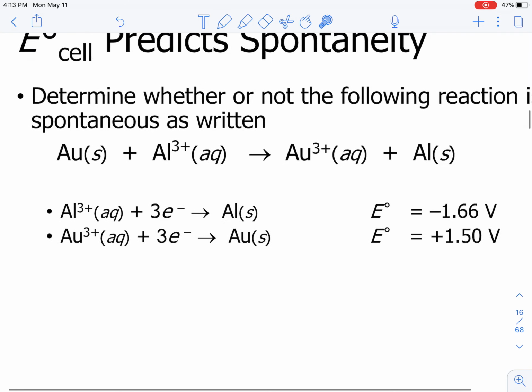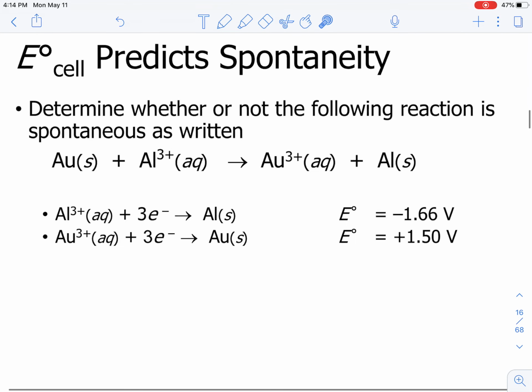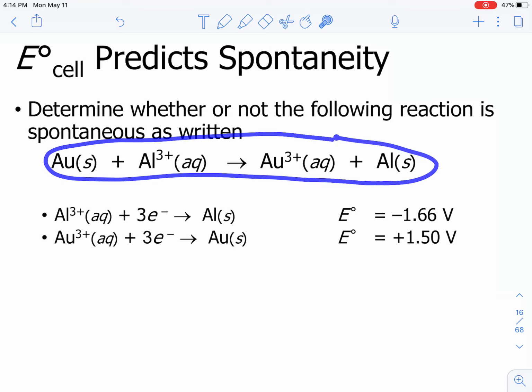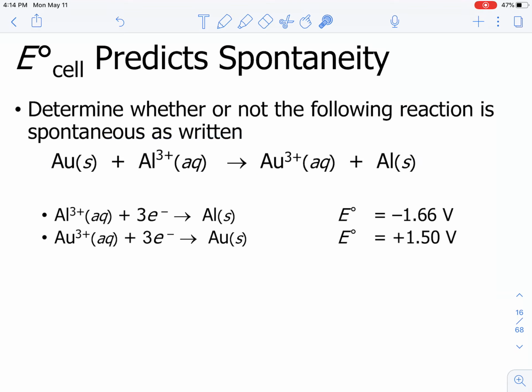What we're going to do is go through a few examples that will demonstrate this concept and allow us to determine whether or not a chemical equation, such as this, is going to be spontaneous or non-spontaneous in the forward direction. So let's go ahead and start.